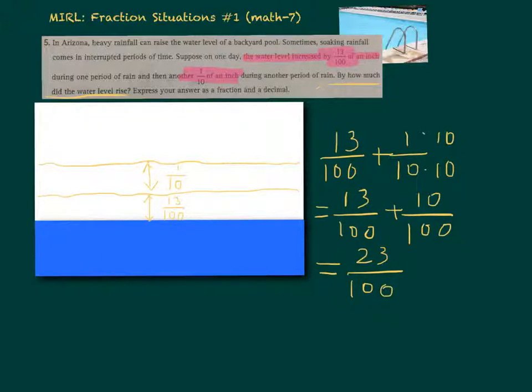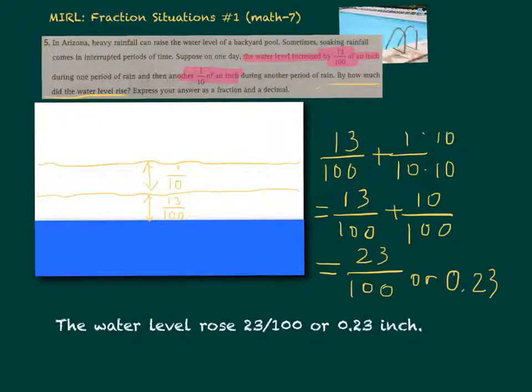And you also need to express that as a decimal. So the decimal answer here is 23/100, so 0.23. Okay, so let's finalize and write down the answer as a complete sentence. The water level rose 23/100 or 0.23 inch. And now we can move on to number 6, which is related to number 5.